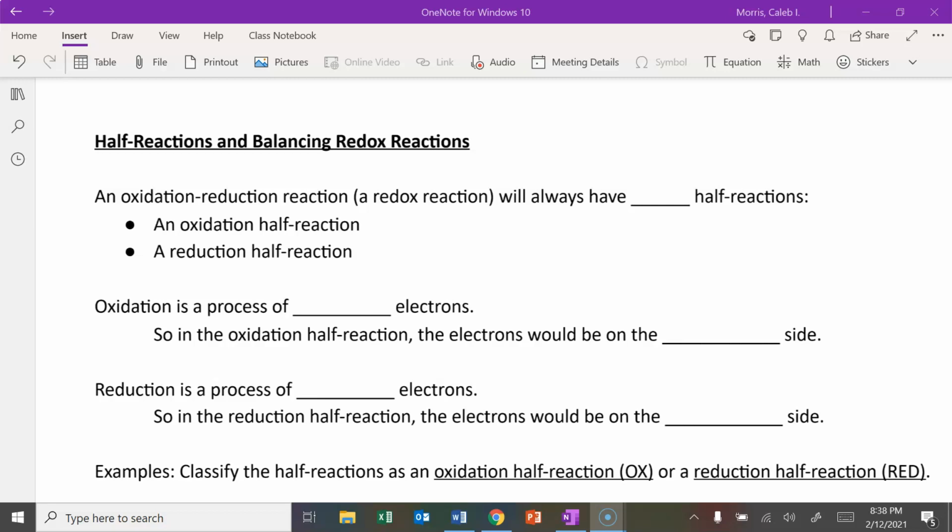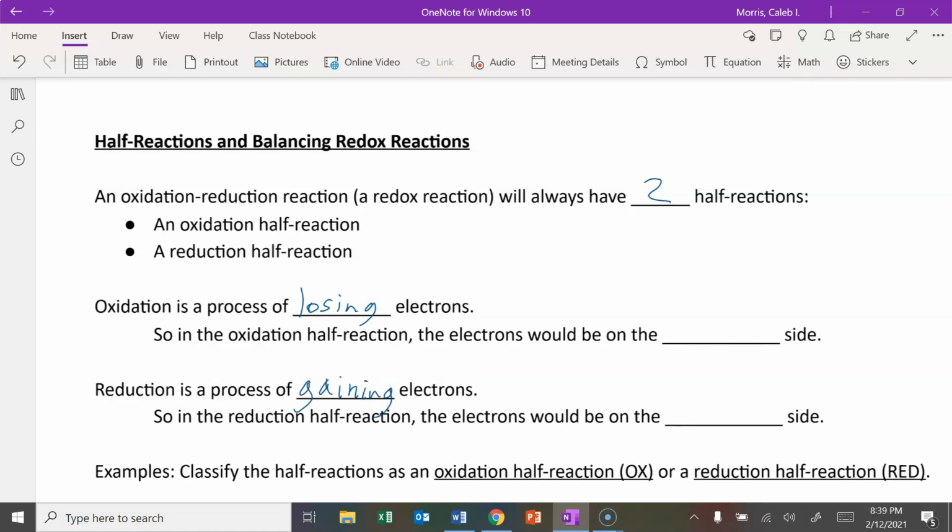We're talking now about half reactions and balancing redox reactions. So continuing what we have talked about so far with oxidation and reduction reactions. If you have a redox reaction, you actually have both parts. You have an oxidation half and a reduction half. You're always going to have two half reactions, oxidation and reduction. Remember, oxidation is the process of losing electrons, and reduction is the process of gaining electrons.